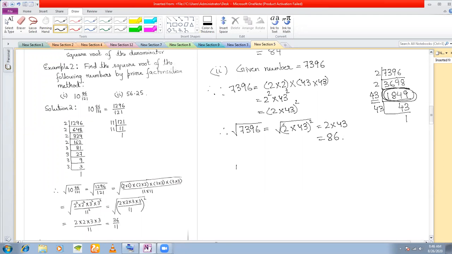Now see, 1849. What is the last digit of this? 9. That means whatever number it is the square of, the units digit of that number should be 3 or 7. So I will try out 13 square, 23 square, 33 square, and 43 square, and 43 square gives 1849. This is how you take a calculated guess. Okay, so I stop here for today.